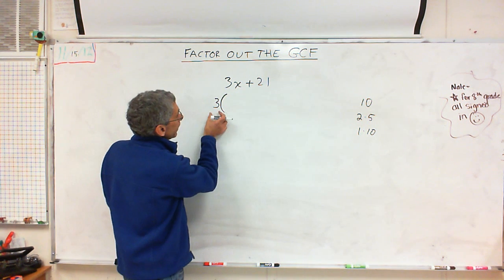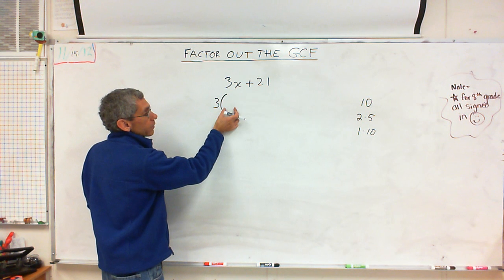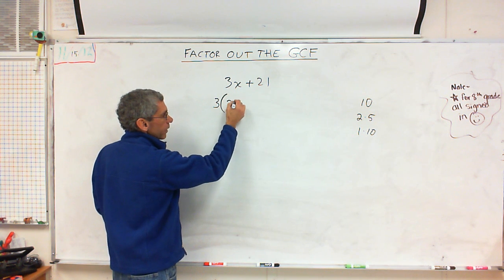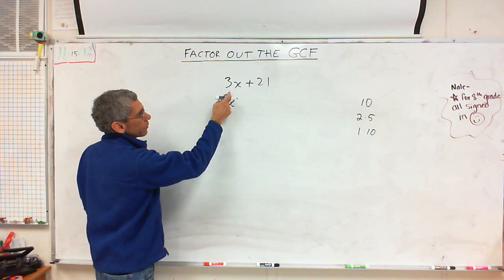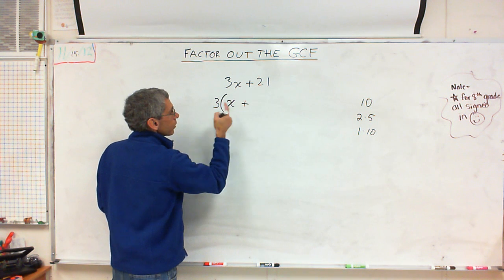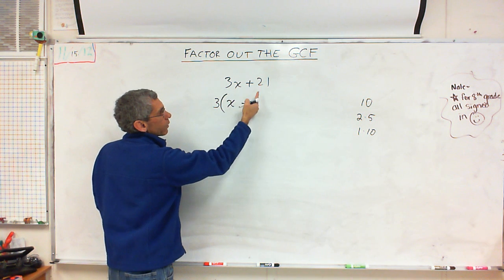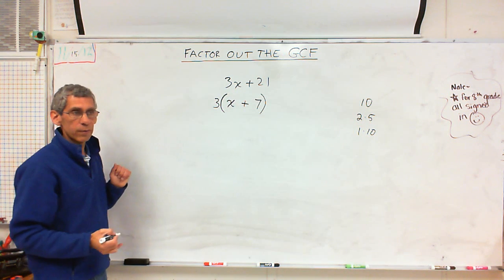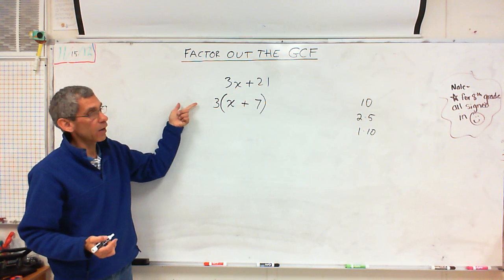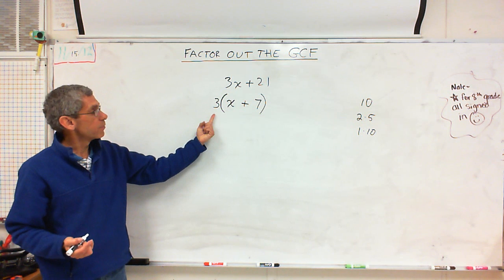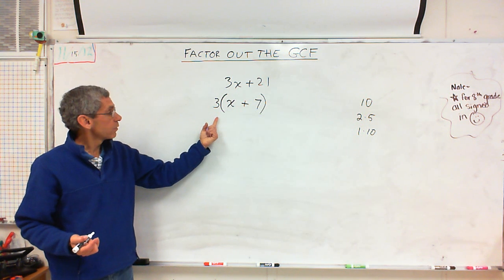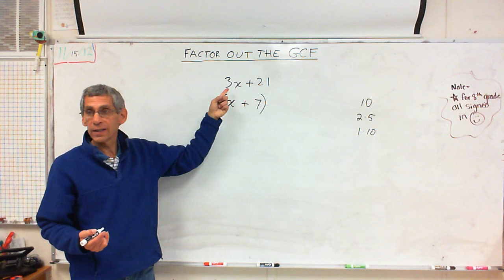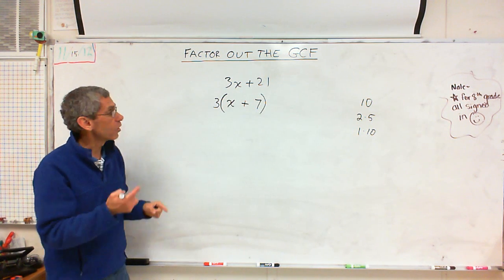But so 3 times what is equal to 3x? Does everybody agree with that? Yes. 3 times x would equal 3x. Okay. Plus 3 times what would equal 21? 7, right? And I close my parenthesis, and I have just factored out the greatest common factor. My greatest common factor was 3, and if I multiplied 3 times this x plus 7, I should get back to this. And I can always check my work.